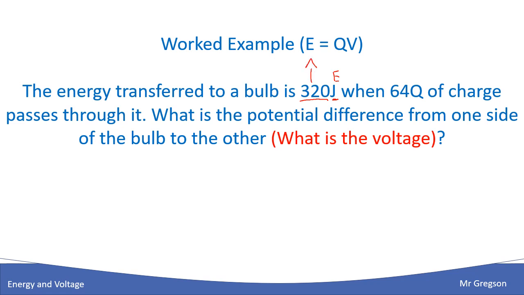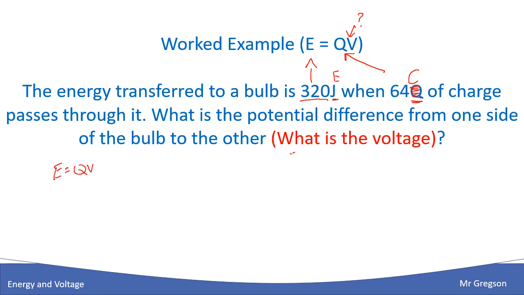I've got 64, that should probably be 64 C charge, but we know that coulombs in our equations are the letter Q, and this time around they're asking us what is the voltage, what is the potential difference. They're asking what is the voltage, so we're being asked, question mark.